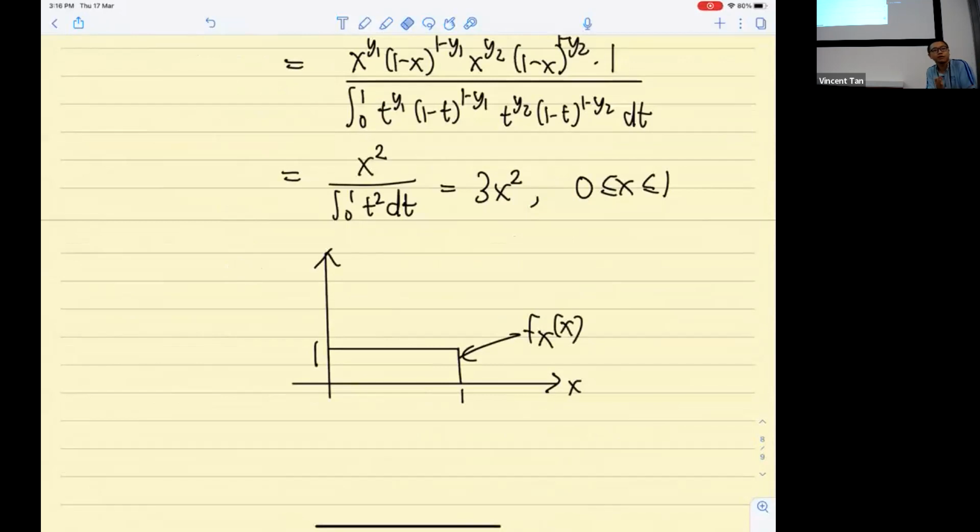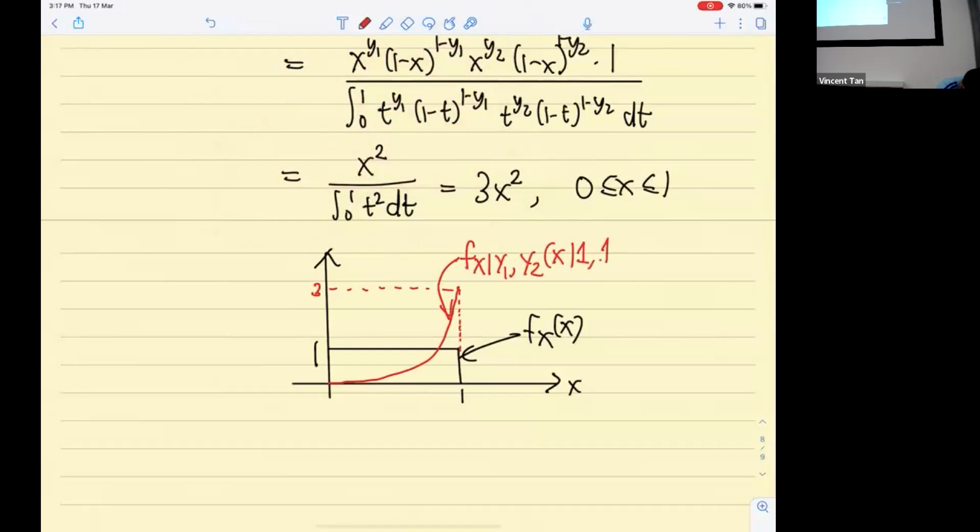But after we observe that y1 is 1 and y2 is 1, that really biases our belief that x should be on the right hand side. And the precise formula is this. How do you draw this graph? Well, it's a quadratic, and at 1 it is 3. So you go up like that. Indeed, after you observe 2 1s, most of the mass gets concentrated on the right hand side, and you believe that actually x is closer to 1.